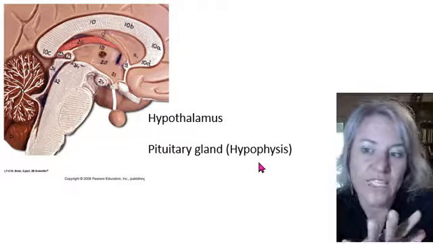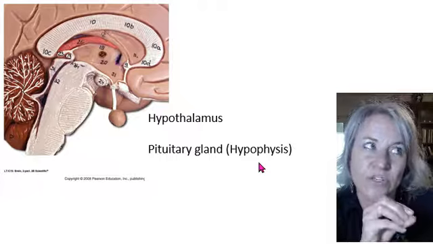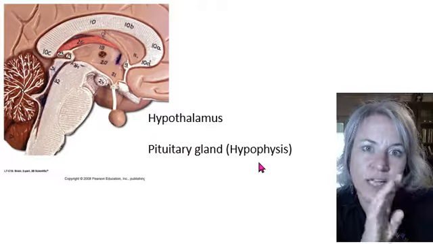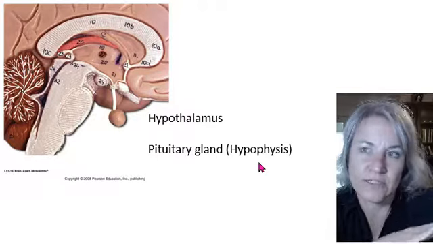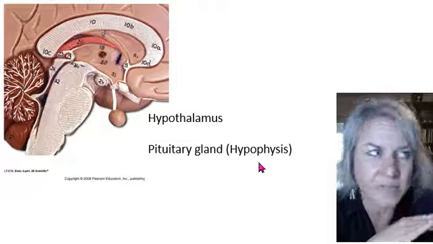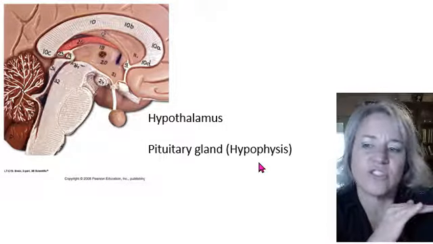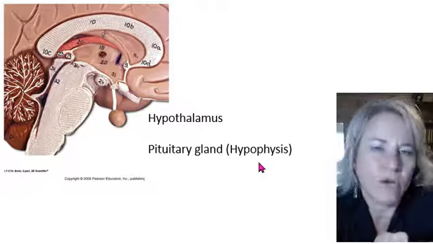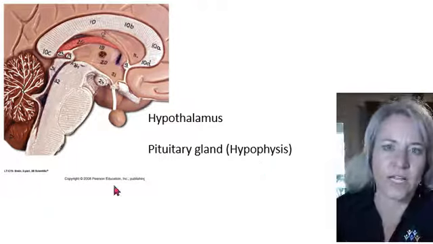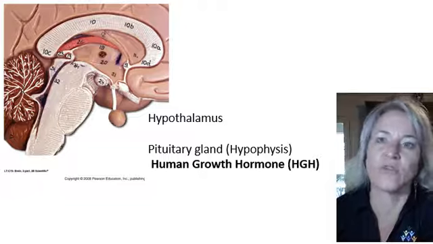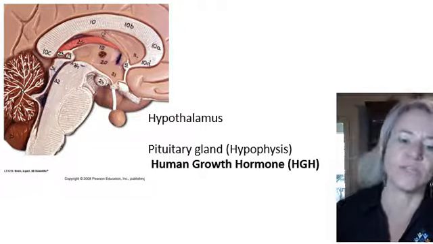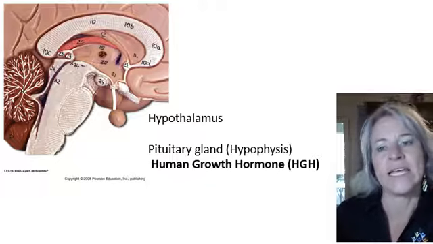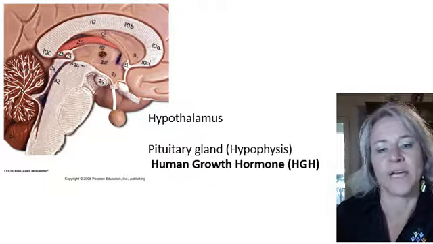But for this first test, I just want you to know the name of one hormone that comes from the pituitary gland. There are a lot of hormones that come from the pituitary gland, but for this first test, it's just an introduction to the endocrine system. Name a hormone for the pituitary gland. I want you to know human growth hormone, HGH, which is responsible for growth and development of all the tissues in the body. It comes from the pituitary gland.